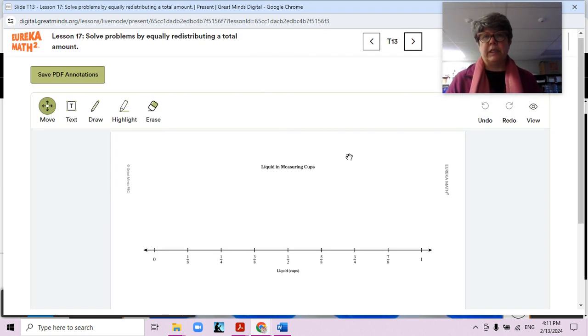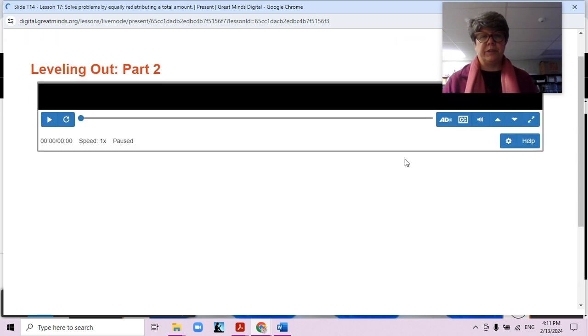There's your line plot from page 151. Make sure you're filling it out.